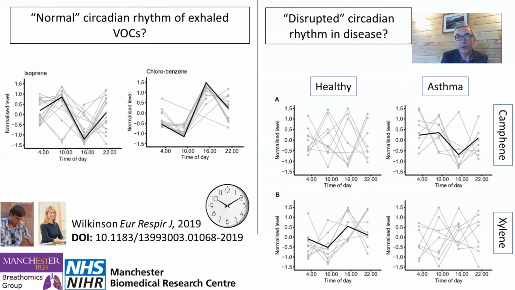The subject numbers, when we broke them down into healthy and asthma, are obviously much fewer, about 10 in each group, but we did see disordered circadian rhythm in asthma. There's 2 examples there, camphene and xylene.